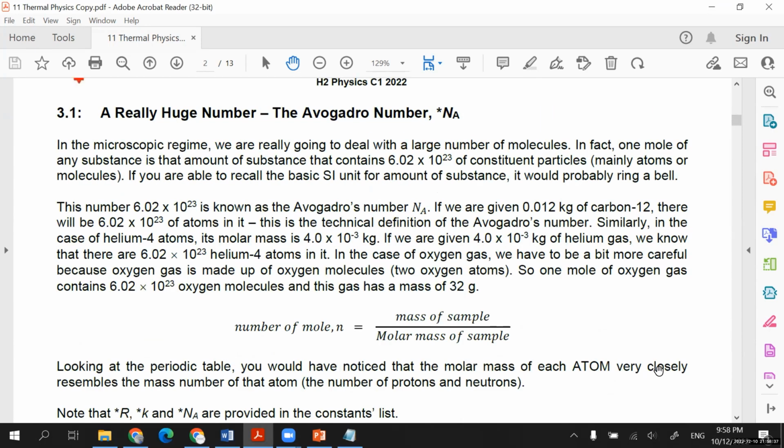The Avogadro number. A pair of shoes refers to two shoes. A dozen eggs is the same as 12 eggs. We are dealing with a very large number of molecules when dealing with gases. Therefore, scientists invented the Avogadro number, which is 6.02 times 10 to the power of 23. So saying one mole of molecules is the same as saying 6.02 times 10 to the power of 23 molecules.